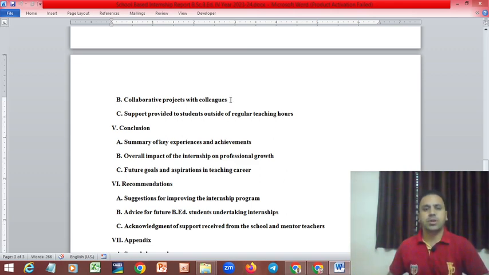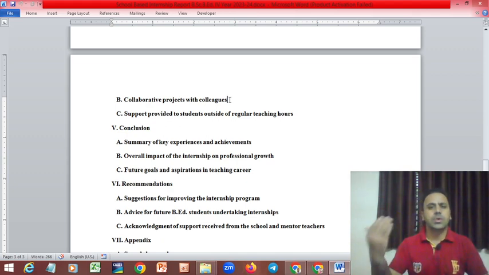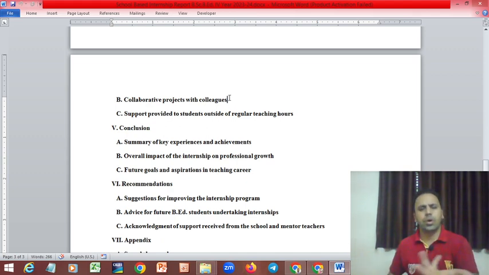Collaborative projects with colleagues: some other projects you may have done with some other class fellows or with some teachers in the particular school. If you have not done any, then you can write no, I have not done any collaborative project with any fellow. Okay, after that, the support provided to students outside of regular teaching hours. After the teaching hours, what support have you provided to the students?